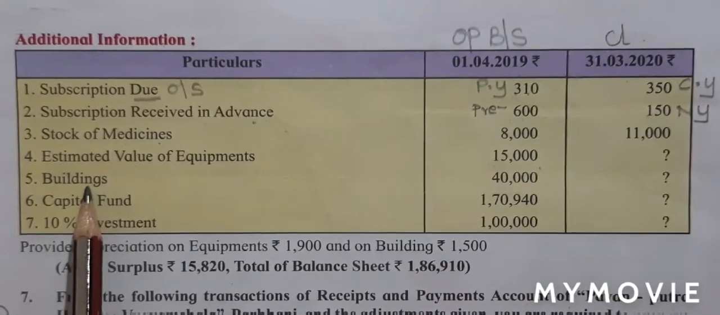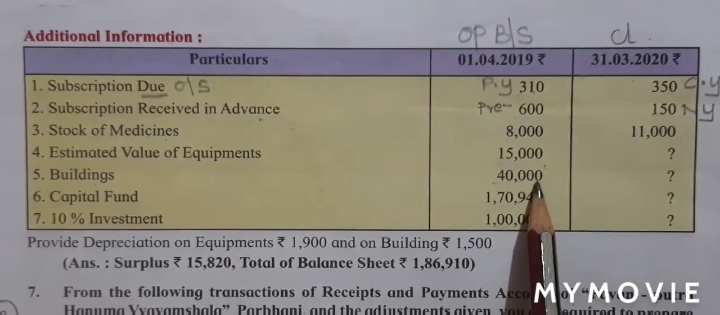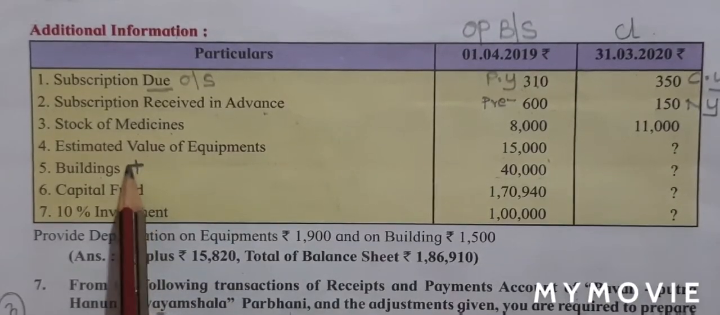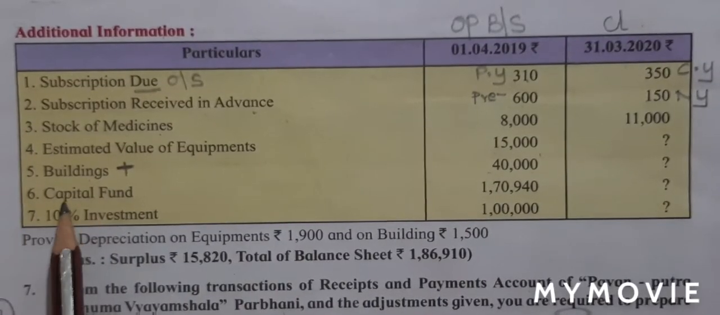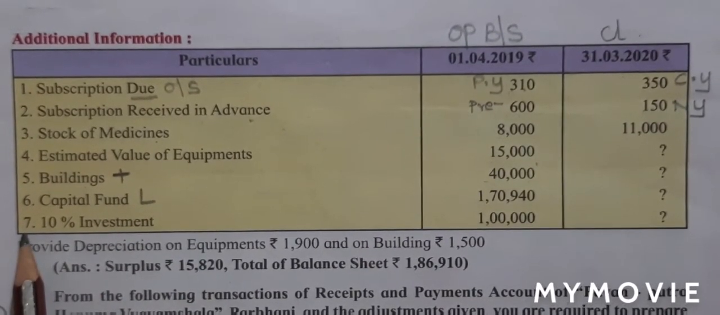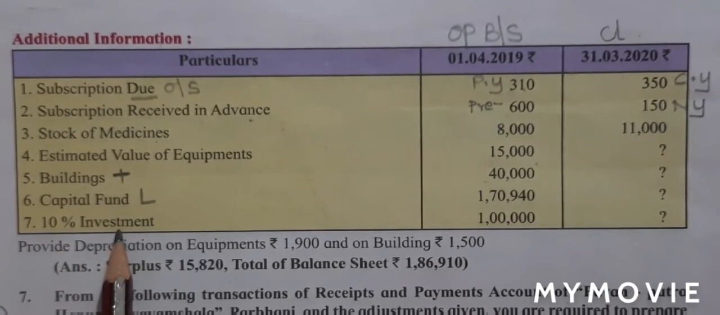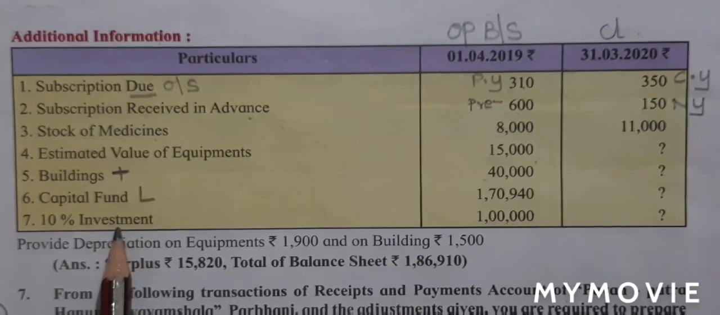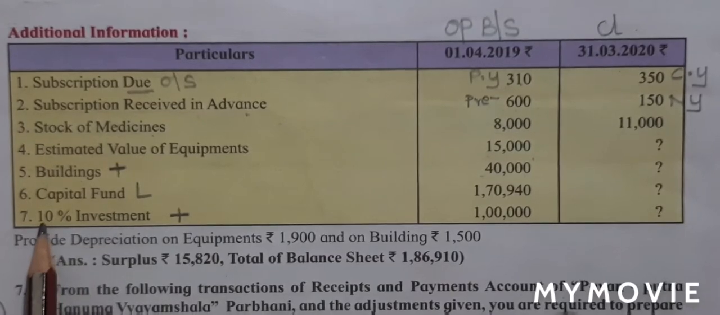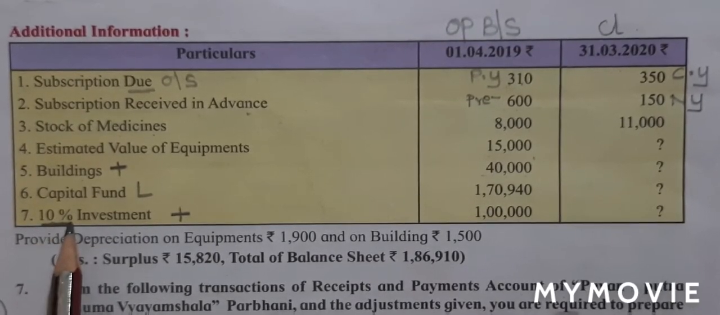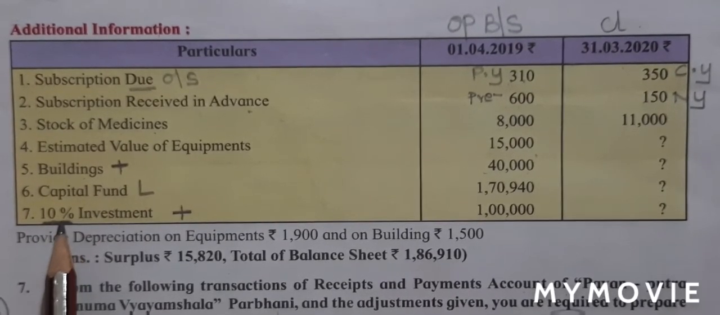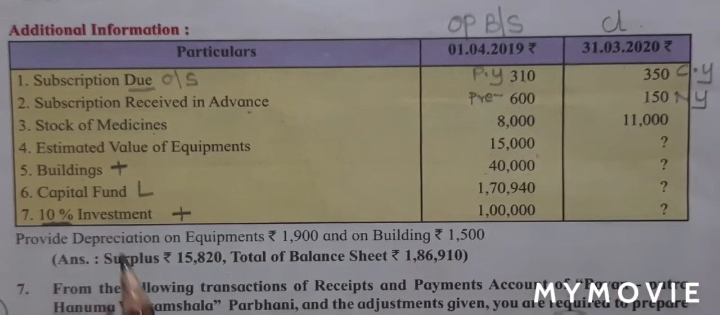Adjustment number 5, building. The opening value for building is given, and on the payment side, students, we know building is not given, which means we will add this to our assets. Adjustment number 6, capital fund. You know capital, we write it on the liability side. Next is number 7, 10% investment. On the payment side, students, we do not have any investments, which means we will have to add it on the asset side. But there is a percentage given, which means we have to check whether it is a hidden adjustment. So while doing the adjustment, we will see if there is any hidden adjustment related to investment.